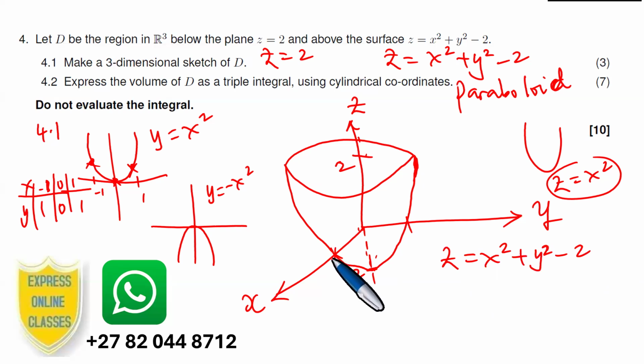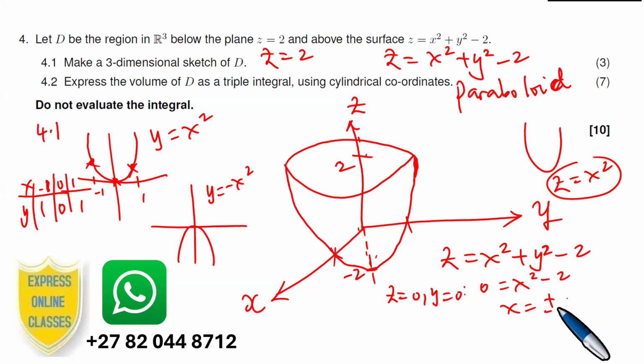This is on the x-axis where both z and y are 0. So if z is 0 and y is 0, then you have 0 equals x squared minus 2, which means x is plus or minus the square root of 2. Which means that x therefore becomes the square root of 2 here. And in the same way, y becomes also the square root of 2 here. And these will be the intercepts with the x and the y axis respectively. And the intercept on the z axis is going to be at minus 2.